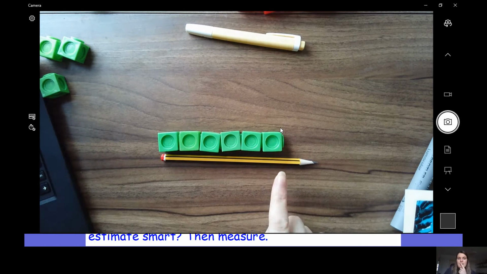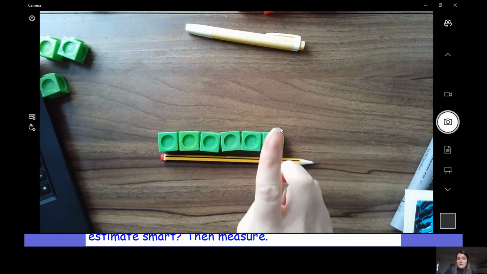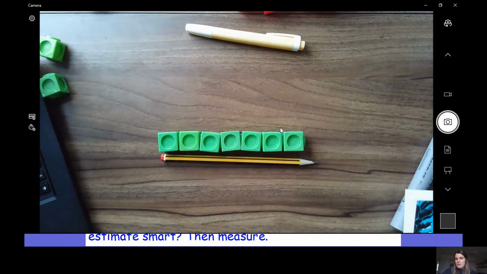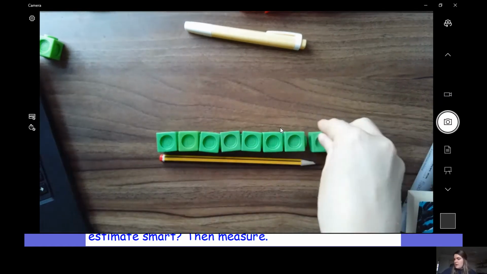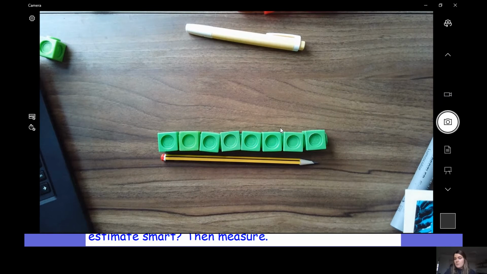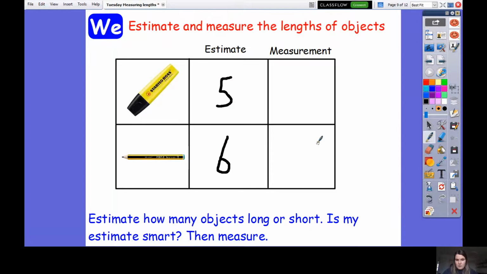Now, is this estimate right? No, it's not, but it's close. Let's keep going. 7. Oh, I think we need another one. 8. I'd say that's about right. So the pencil is in fact how many cubes long? 1, 2, 3, 4, 5, 6, 7, 8. The pencil is in fact 8 cubes long, but we made a very good estimate. I would be happy with that estimate because it's not too far off.